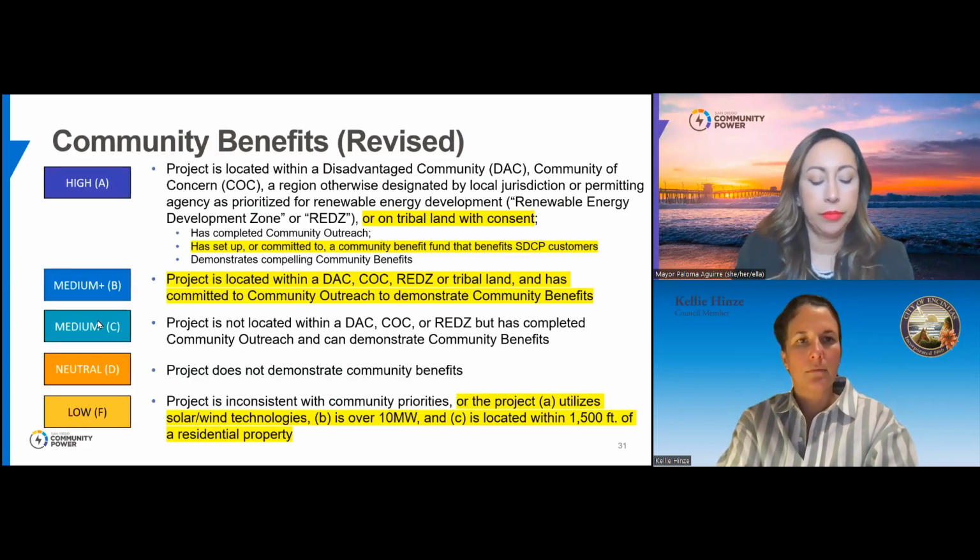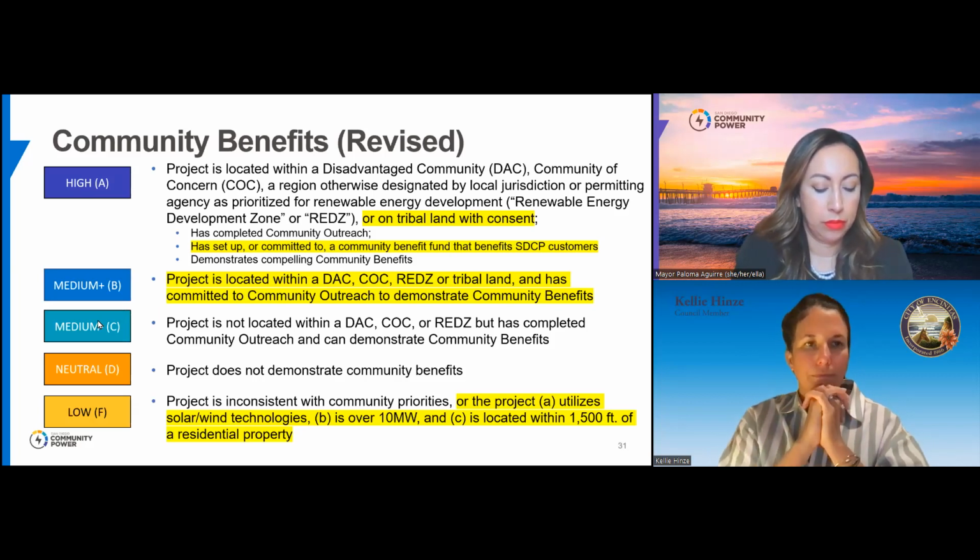Next slide, please. So these next 3 have, I'd call it, more medium to substantive changes, so I'm going to take some time going through these. In the community benefits section, first we're clarifying where that would be located for the highest score. We didn't have tribal projects or tribal land with consent in there before, so we wanted to clarify that and add that there. The second item, and again, we got a lot of good feedback throughout this process, is that we're suggesting we put in there has set up or committed to a community benefits fund that benefits San Diego Community Power customers.